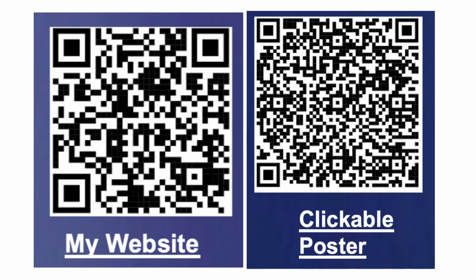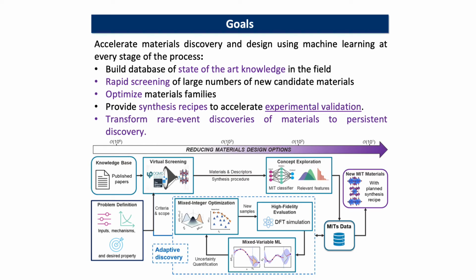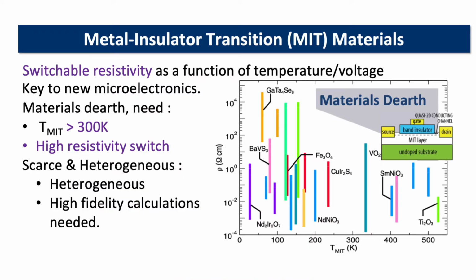Our workflow here shows our approach to materials discovery, from building our domain knowledge to rapid filtration of materials, optimization of certain materials classes, to even new synthesis recipes for the materials we've discovered, or the materials we're proposing. In this work, we're focusing on metal insulator transition compounds.